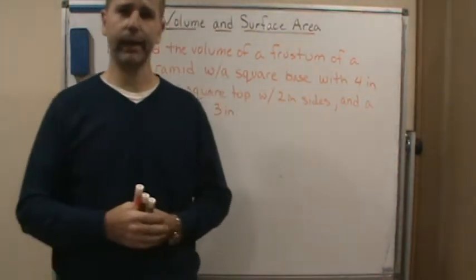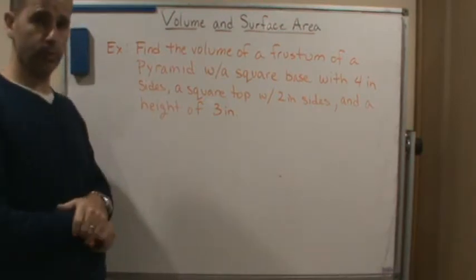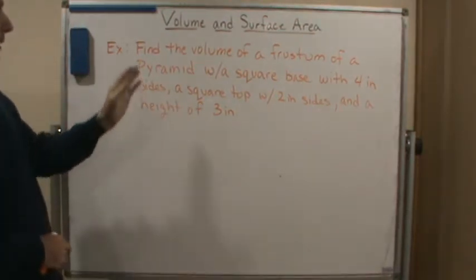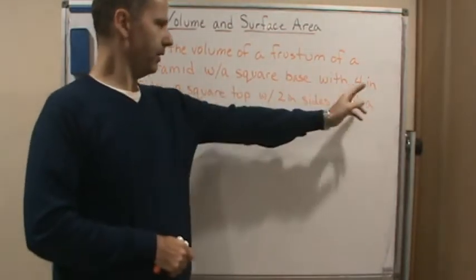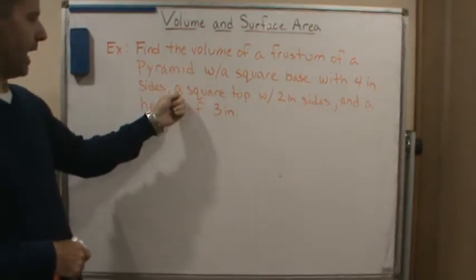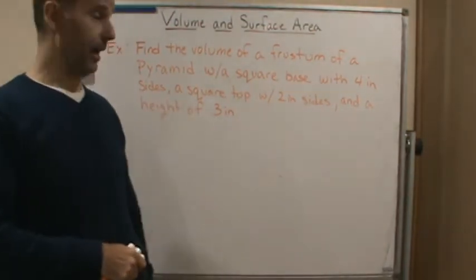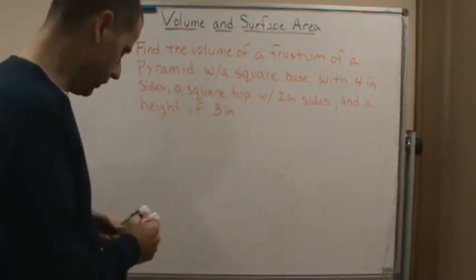Okay, so welcome back, and now let's do an example where we're going to find the volume of a frustum of a pyramid. In this case here, the frustum has a pyramid with a square base that's 4 inches on a side and a square top with 2 inches on a side and a height of 3 inches. So again, what are we going to do?